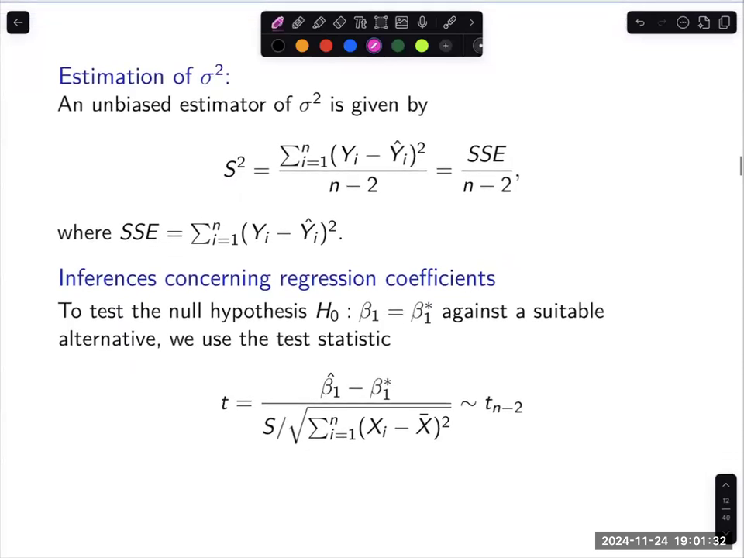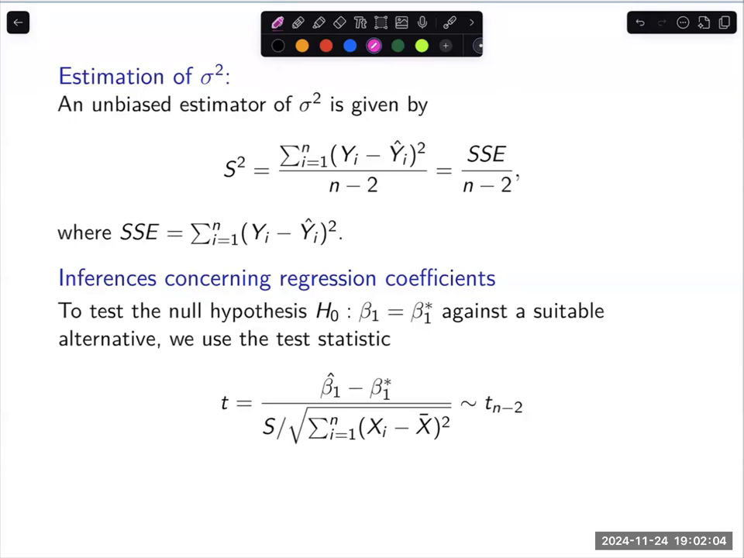And sometimes we are also interested in estimating the error term or the random error. So the estimation of the error can be written as the sum of squares of the residuals divided by n minus 2. This can be proved to be an unbiased estimator for the model error sigma square.